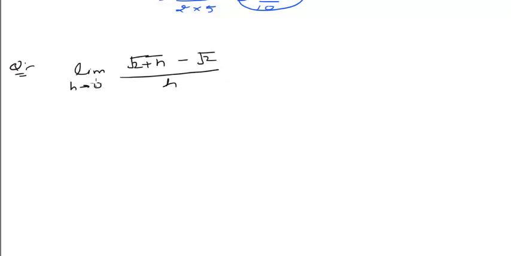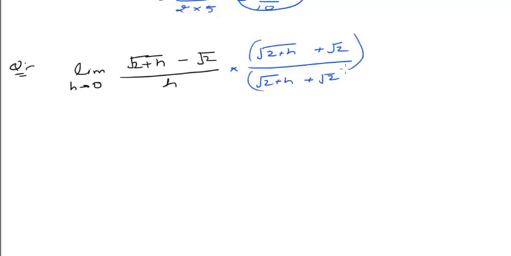h is tending to 0. Again, what is the irrational term you have in the numerator? So we'll try to rationalize the numerator. How do we rationalize the numerator? We'll multiply it by under root 2 plus h plus root 2, again divided by under root 2 plus h plus root 2. Yes or no? What we have done is we have rationalized the numerator of this expression.